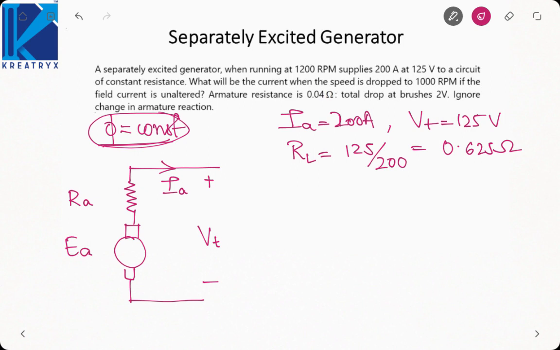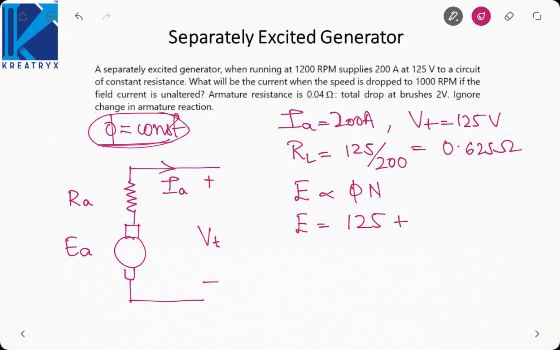When you change the speed, we just now saw that EMF is proportional to flux into speed. That means EMF will change as you change the speed. Which means whenever we talk about speed, the first thing that must come to mind is EMF. So let us calculate EMF.